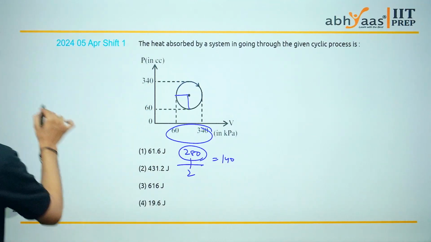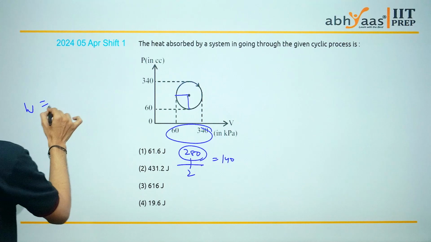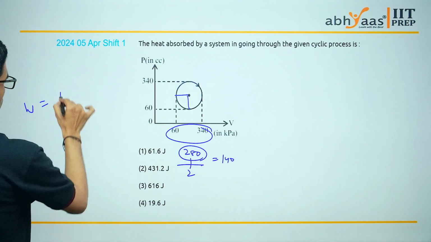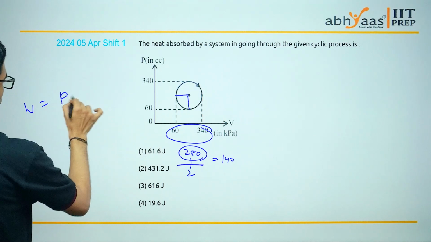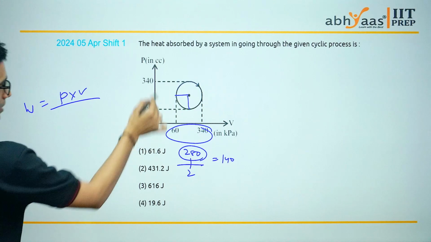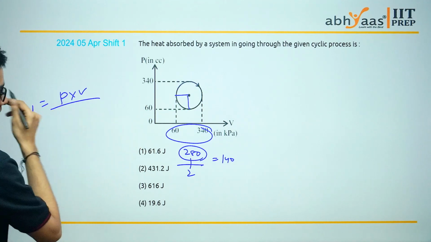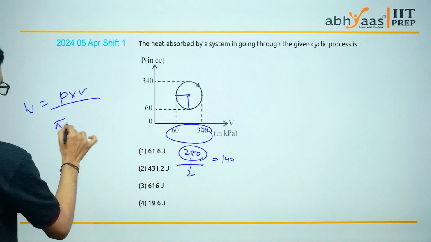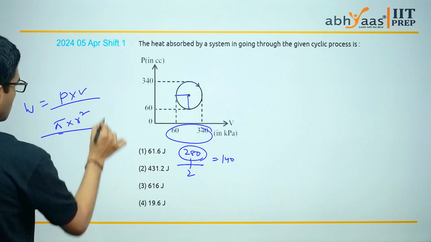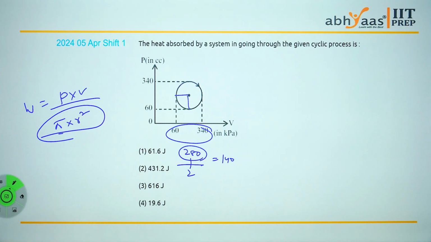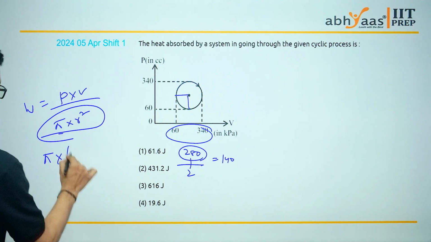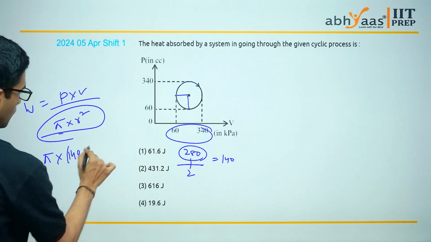So if you multiply this one, work done or heat is equal to P into V. What is the pressure? 340 minus 60 by 2. That is pi r squared. This is a circle, right? If you want to calculate the area, you will get that one. Heat absorbed is pi into radius, 140 into 140.